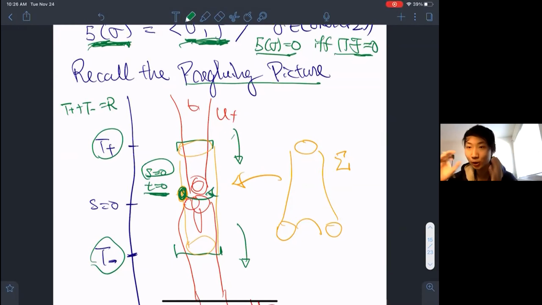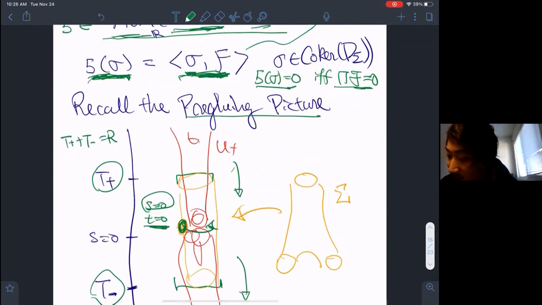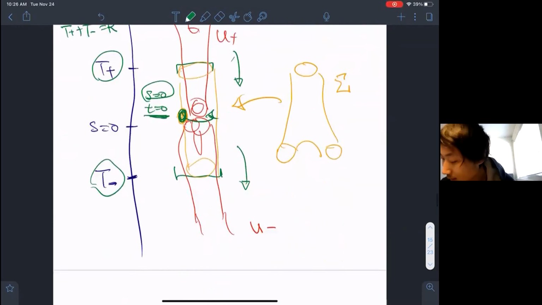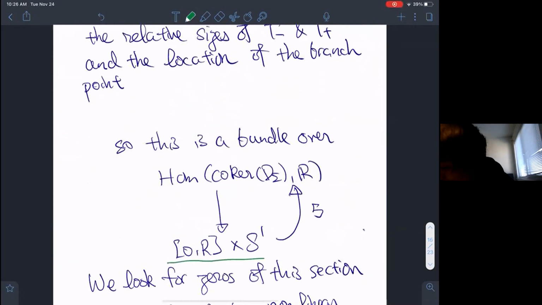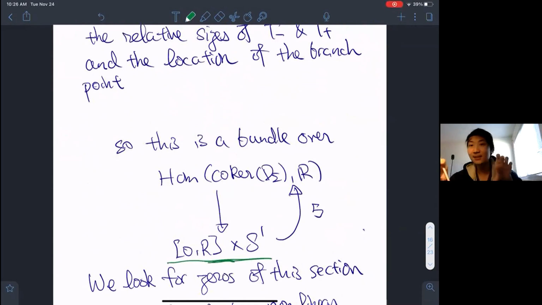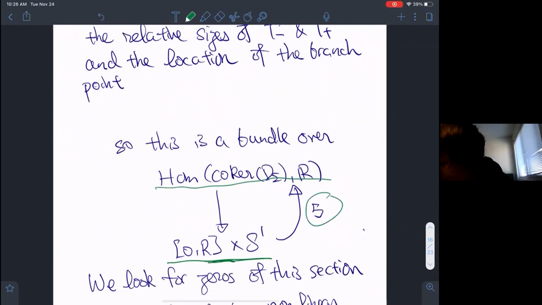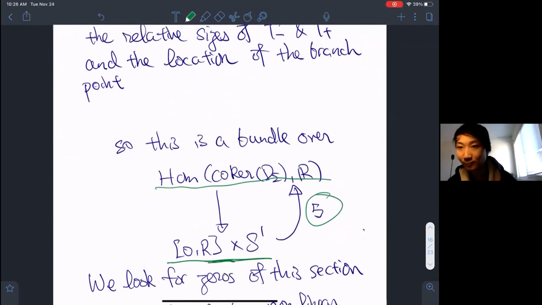These are the 2 degrees of freedom I'm allowed to use to try to set this obstruction equal to 0. So the base of the obstruction bundle is this finite cylinder, and there's some bundle, and your S is this section over here. Okay.